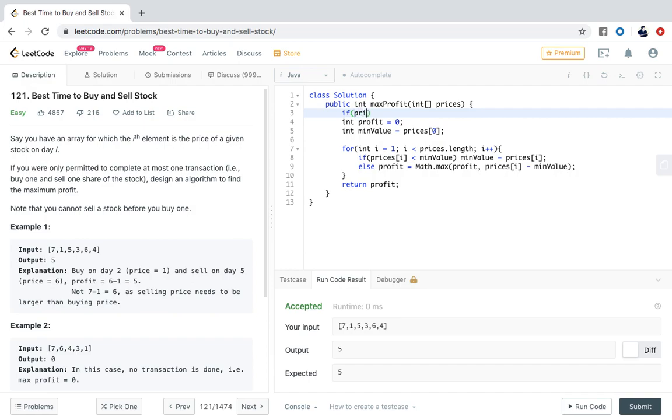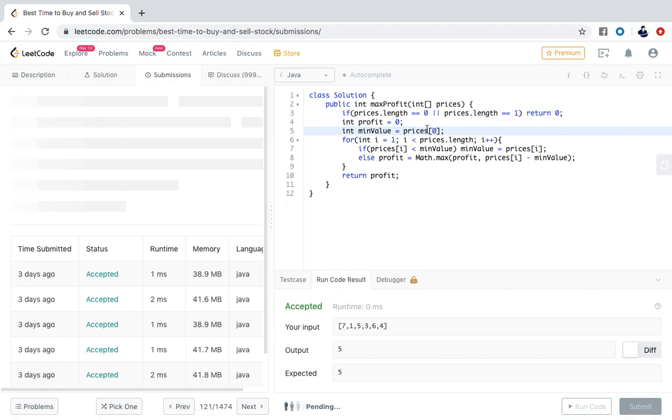So what we can do to check for the edge cases is, if prices.length is 0, or prices.length happens to be 1, basically less than 2, then we're going to return 0 as our profit. But otherwise we're going to proceed with the program if the length is more than 1, and solve it this way, and then let's try to submit it.